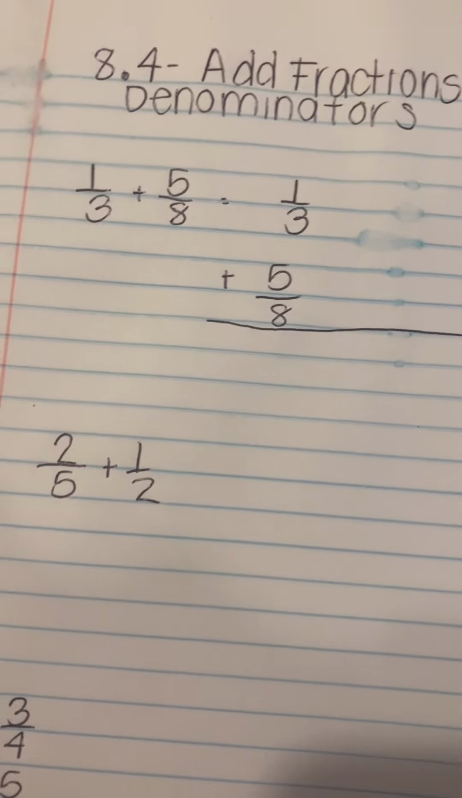Okay, the first thing that you need to know is when you're adding fractions with unlike denominators, which is what we are doing. So if I have 1/3 plus 5/8, the first thing that you need to do is line it up vertically. You always have to do it going up and down because we know that we're going to have to find a common denominator, so it's easier when they're stacked.